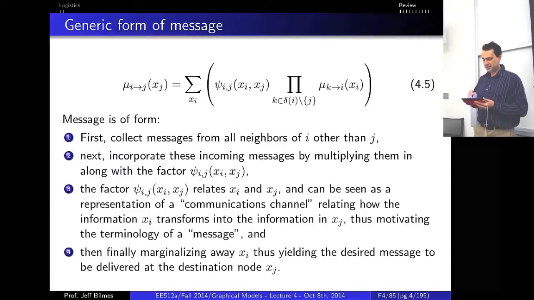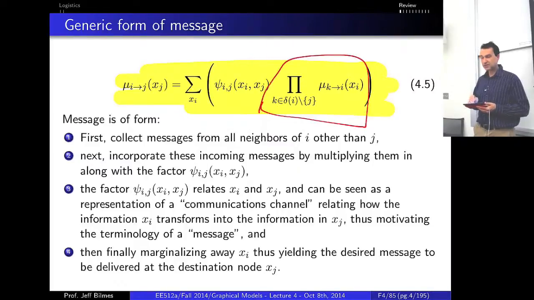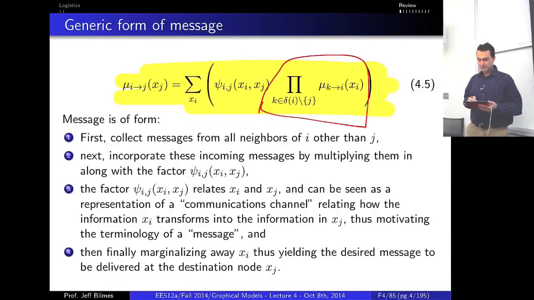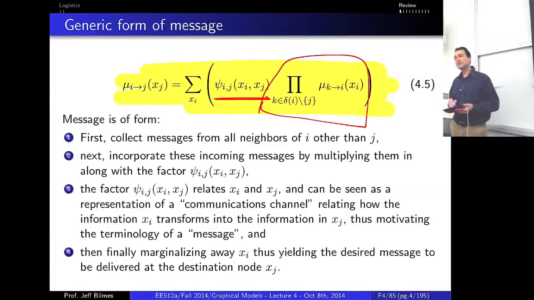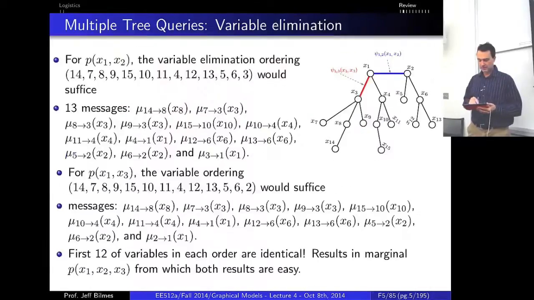And we also saw how that process is identical to this form of message passing, where essentially what we do is we gather together the messages coming from everywhere but node i, and then we multiply them in along with the channel between i and j, and then we sum out j, and that becomes the message from i to j. Okay? So that was what we saw last time.